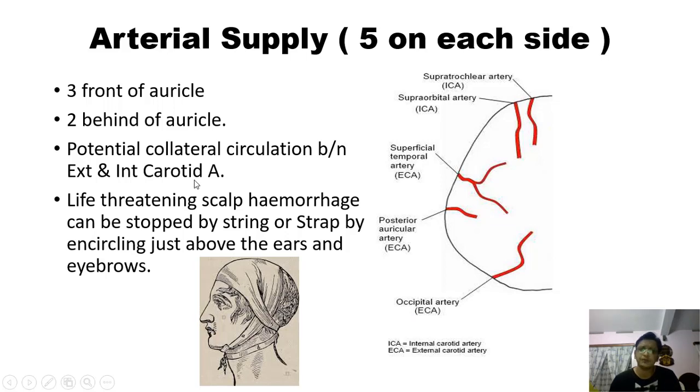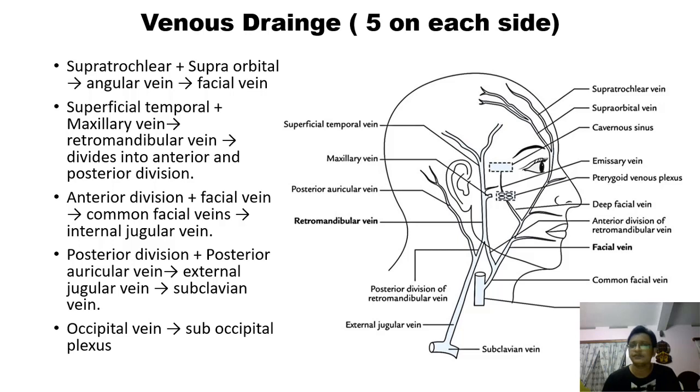The important point is that there is a potential collateral circulation between the external and internal carotid arteries. So life-threatening scalp hemorrhage can be stopped by a string or strap encircling just above the ears and eyebrows. If you dress the head like this with a string or a strap, you can avoid a massive hemorrhage of the scalp. Coming to the venous drainage, it has 5 on each side.